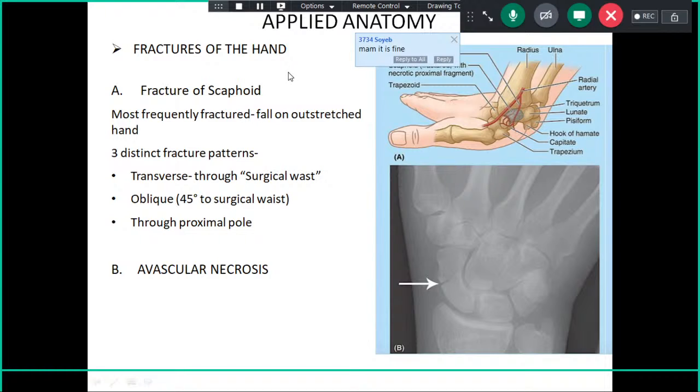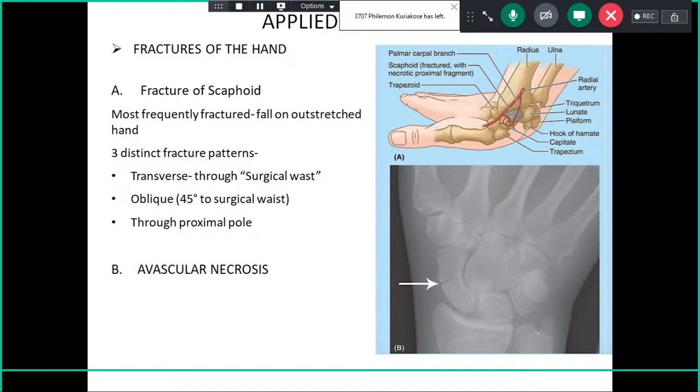Okay, ma'am. So, when I talked about what do you mean by a fall on an outstretched hand? How would you fall on an outstretched hand? When you are about to fall, the usual tendency of a person is to put the hands down on the floor to protect. That is when the hand is outstretched. You just fall straight on your hand, protecting your body. This is one of the reasons your scaphoid bone might get fractured. And I showed you the waist of the scaphoid bone. The most common pattern is in that region, which is actually called the surgical waist as well.